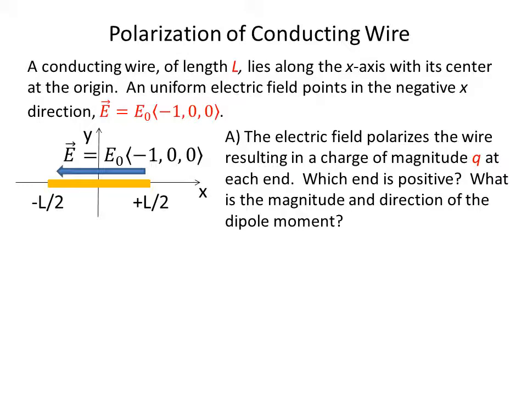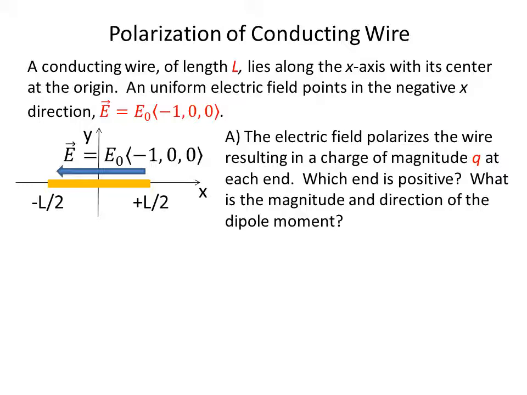The first question is, we assume that the electric field polarizes the wire so that we end up getting a charge of magnitude q at each end of the wire. Which end is positive and which end is negative? And what is the dipole moment that this creates?